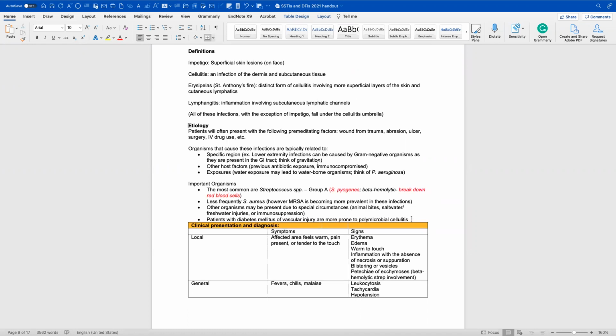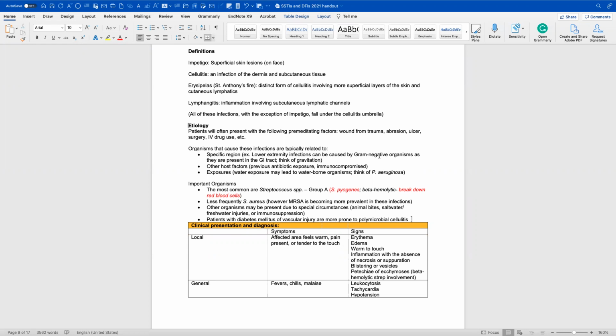So etiology, patients will often present with the following predisposing factors. So they'll have a wound from trauma, they'll have an abrasion, they'll have an ulcer, they would have had surgery, IV drug use, meaning that they have some type of opening to their skin and bacteria is able to go ahead and congregate and then wreak havoc. So organisms that cause these infections are typically related to the specific region. So lower extremity infections can be caused by gram-negative organisms that are present in the GI tract. So we'll think of just GI organisms, or gravitation, meaning that the organisms can then go ahead and seep into the skin.